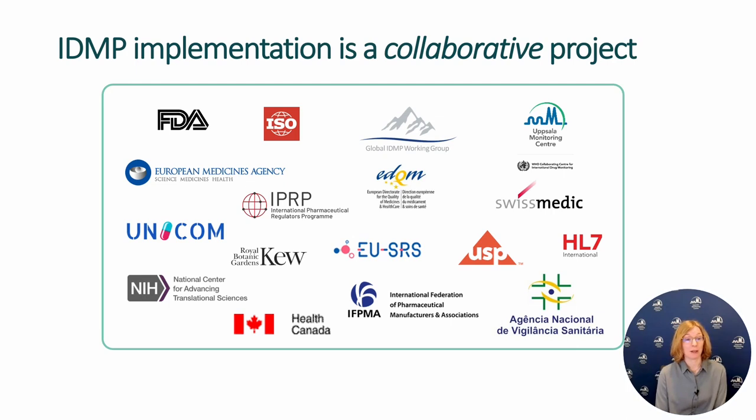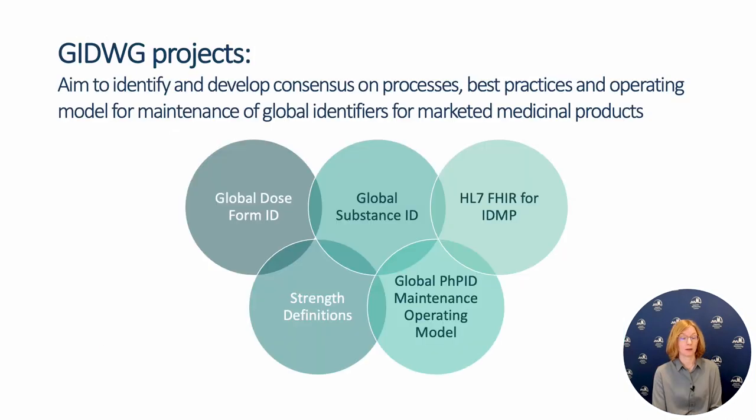Another important player in global implementation of IDMP is IPRP, the International Pharmaceutical Regulators Program. To ensure that we in GIDIWIG would reach our goals to identify and develop consensus on processes, best practices, and operating model for the maintenance of global identifiers for marketed medicinal products, 5 different projects have been running to develop and verify the process and the business rules for global PHP ID. The 5 projects are for the different parts of the PHP ID, so for the global dose form identification, the global substance identification, strength definitions, the global PHP ID maintenance operating model, and also an HL7 FHIR for IDMP.